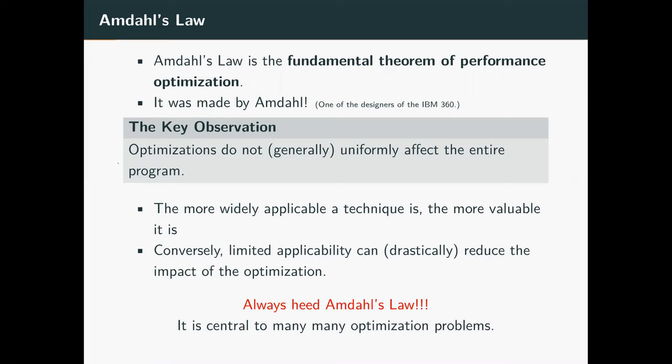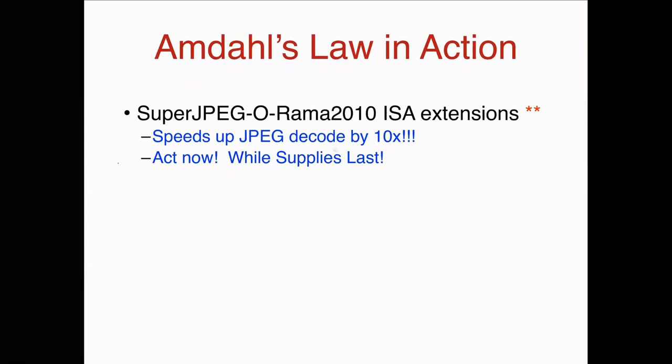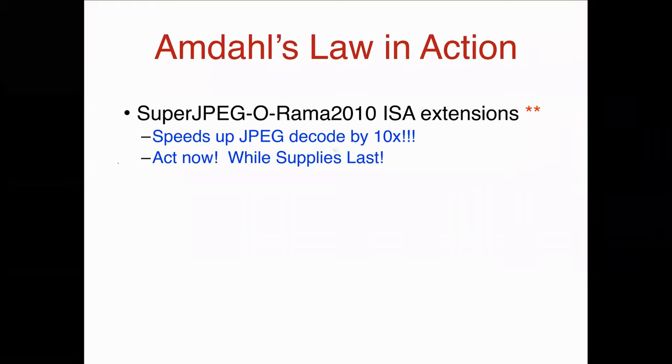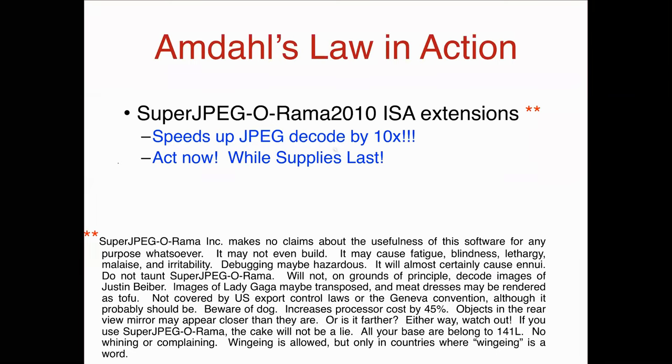So let's look at an example. Let's just say that we have this new crazy super JPEG. Okay, maybe I should have updated this to be, you know, not 2010 ISA extensions. And it's going to increase the speed of JPEG decoding by 10 times. And clearly, act now while supplies last, we'll probably throw in an extra optimization for you, in very small payments, if you order now.